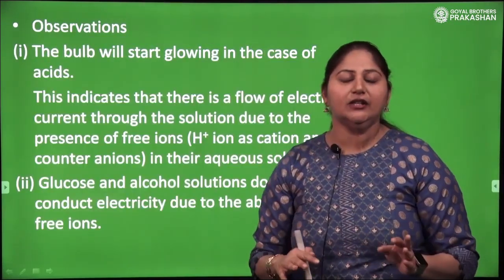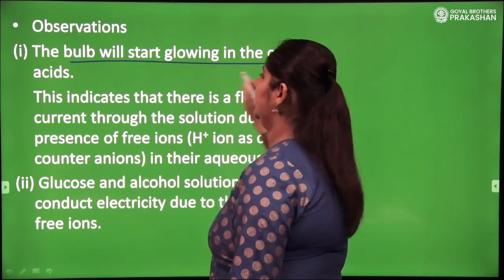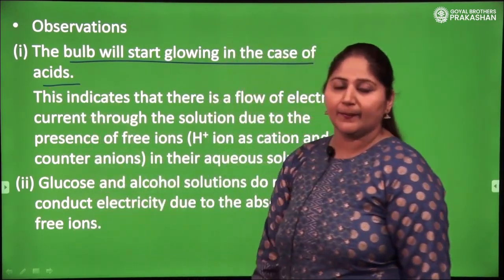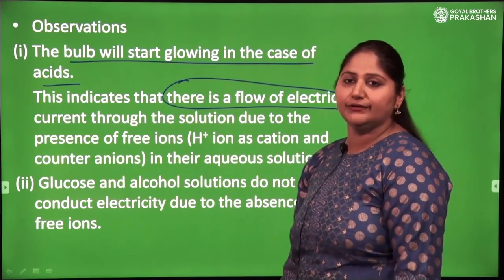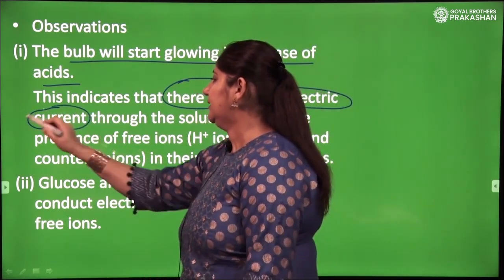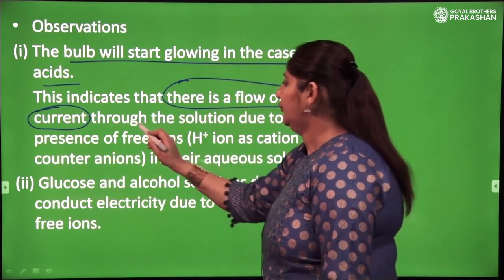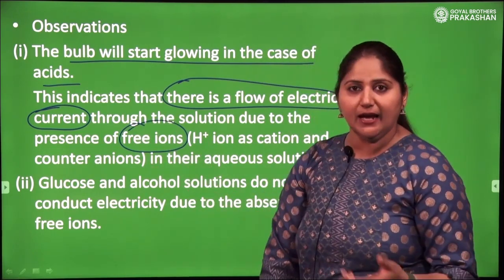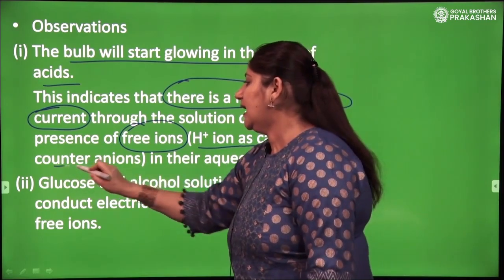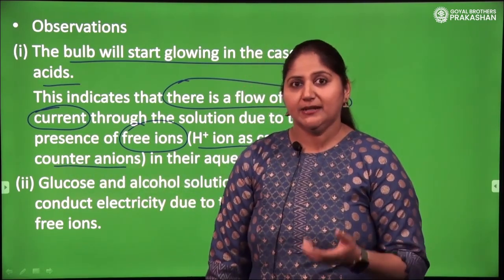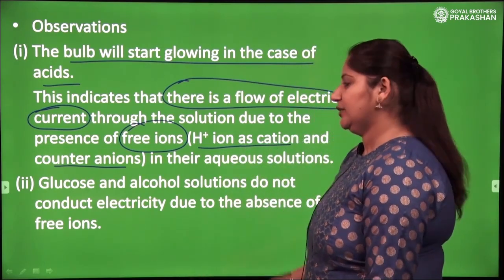So let's understand the observations here. The first observation is the bulb will start glowing in the case of acids. This indicates that there is a flow of electric current through the solution. Why? Due to the presence of free ions. And what are the free ions here? H plus ions as cation and chloride ion as counter ion. H plus ion, or we can say hydronium ion also, in their aqueous solution.